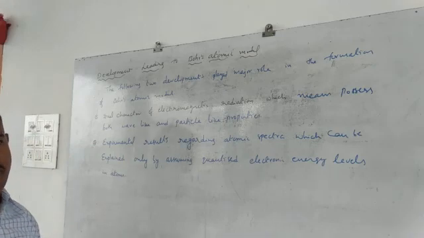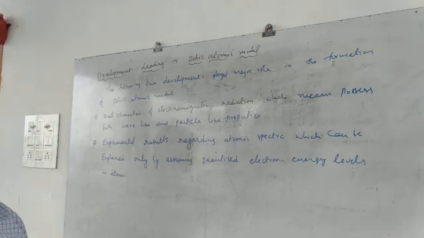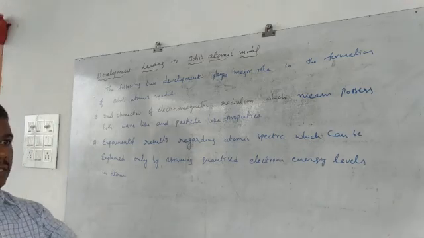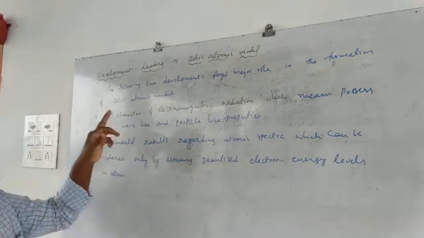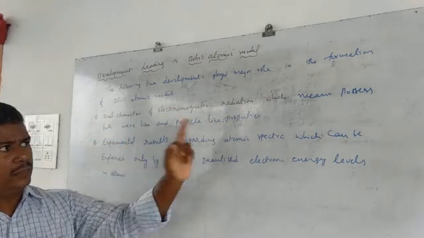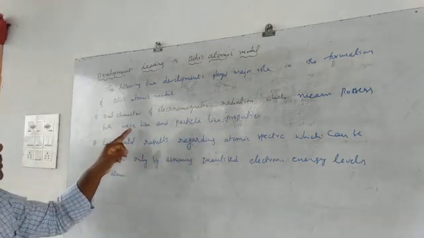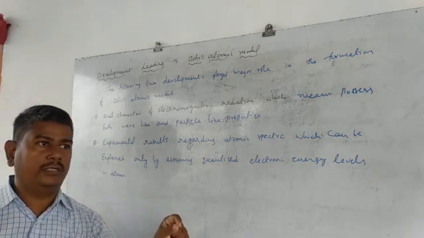Actually, continuous bands should appear, but discontinuous bands occur. What is the reason, we don't know. That is the drawback of Rutherford's model. That means whatever energy the electron loses is emitted in the form of which one? Electromagnetic radiation. And that electromagnetic radiation is not of a single nature, it has a dual nature.